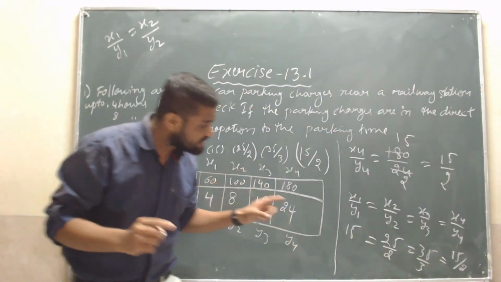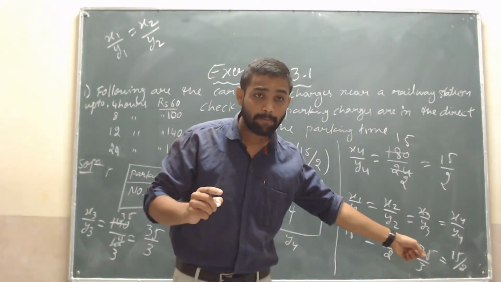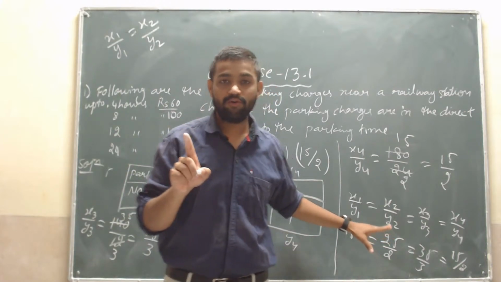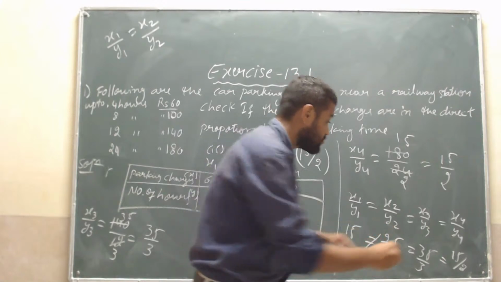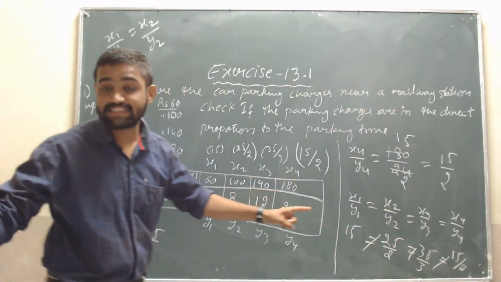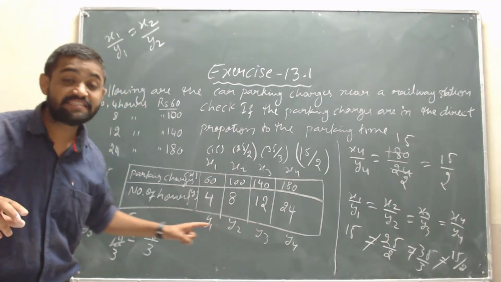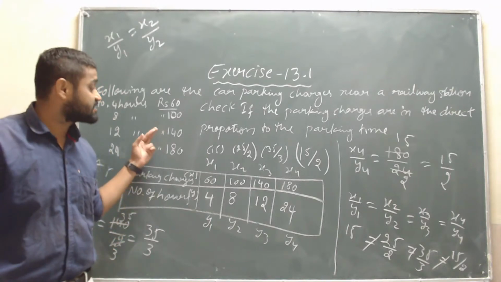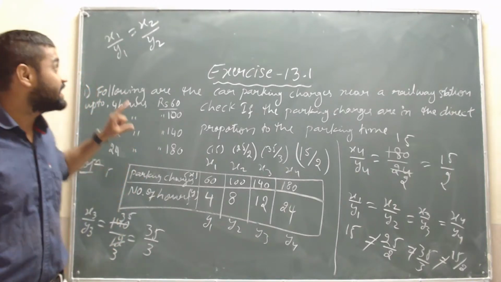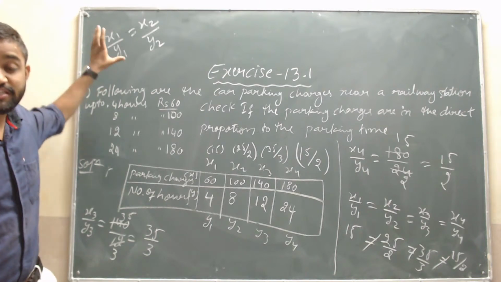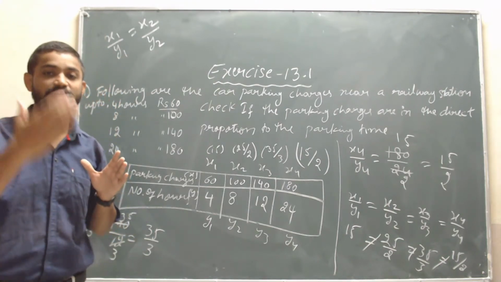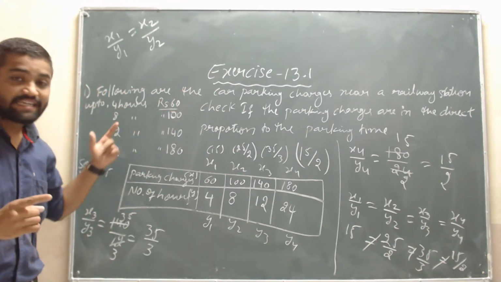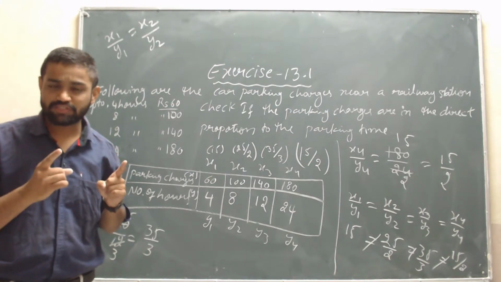Now tell me whether these values are equal to each other. Is 15 equal to 25 by 2? No, 15 is not equal to this one, and this is not equal to this one. In total, we can say, children, that this chart is not in direct proportion, because here x1 by y1 is not equal to x2 by y2, and that is not equal to x3 by y3, like that. That's why we can say this chart is not in the form of direct proportion.